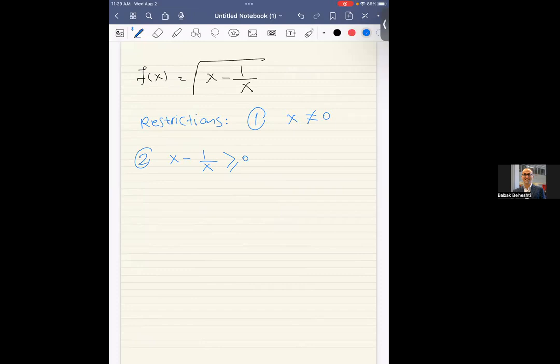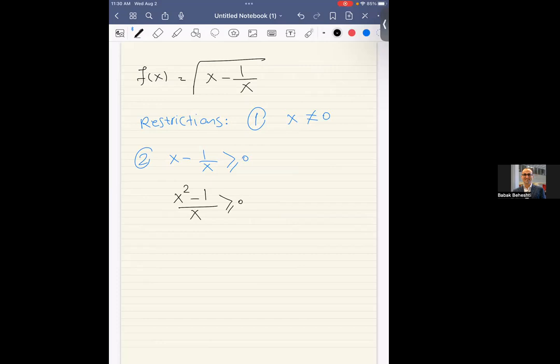So the first restriction is clear. You don't need to work on it. But the second restriction, you have to find the values of x that satisfy this inequality. So for the second restriction, you have to solve an inequality. How do we do that? So remember, this is (x minus 1) over x, which is (x squared minus 1) over x, right? So this must be greater than or equal to 0.